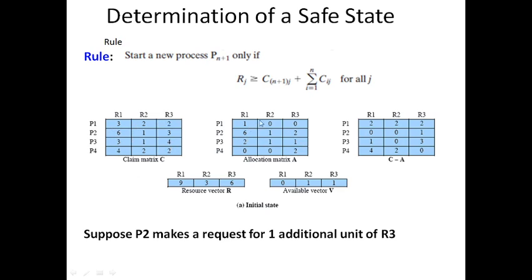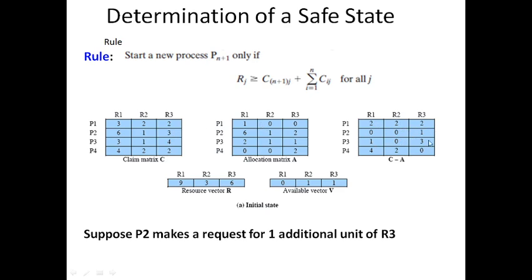This is the maximum demand of all the processes for various resources. Now the allocation matrix is given as 1 0 0, meaning that P1 has been given 1 resource of R1 and none of the resources of the other 2. So its pending request can be calculated as claim minus allocation, which is this one. So 3 minus 1 is 2, 2 minus 0 is 2, and 2 minus 0 is 2.